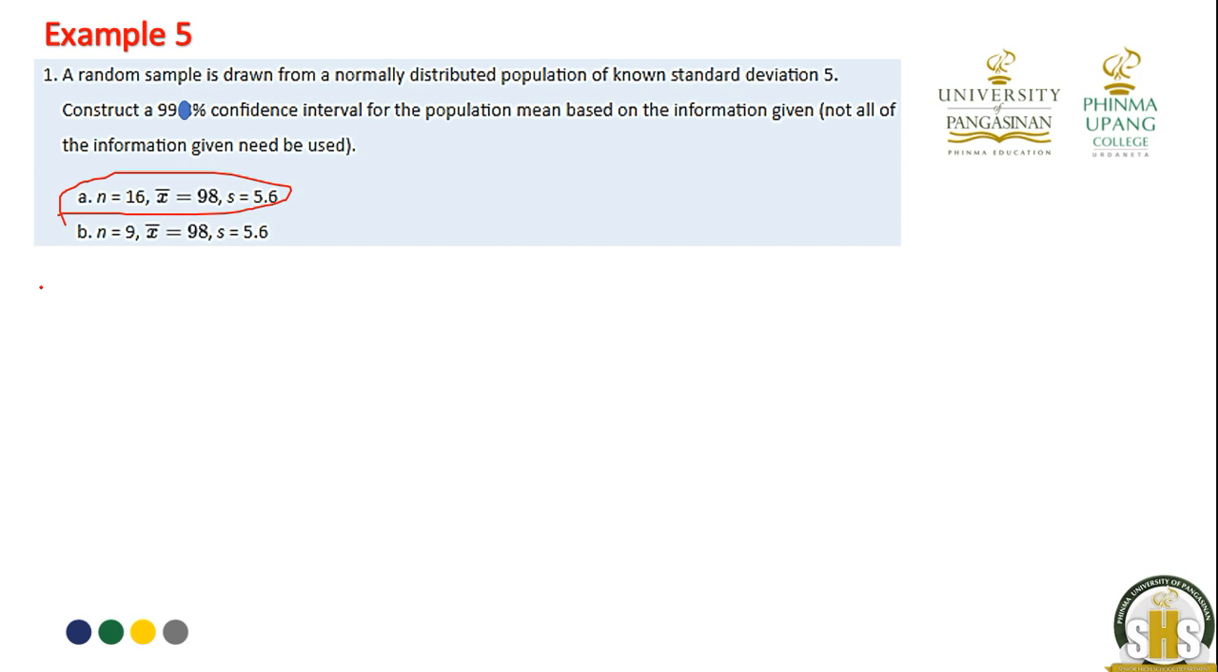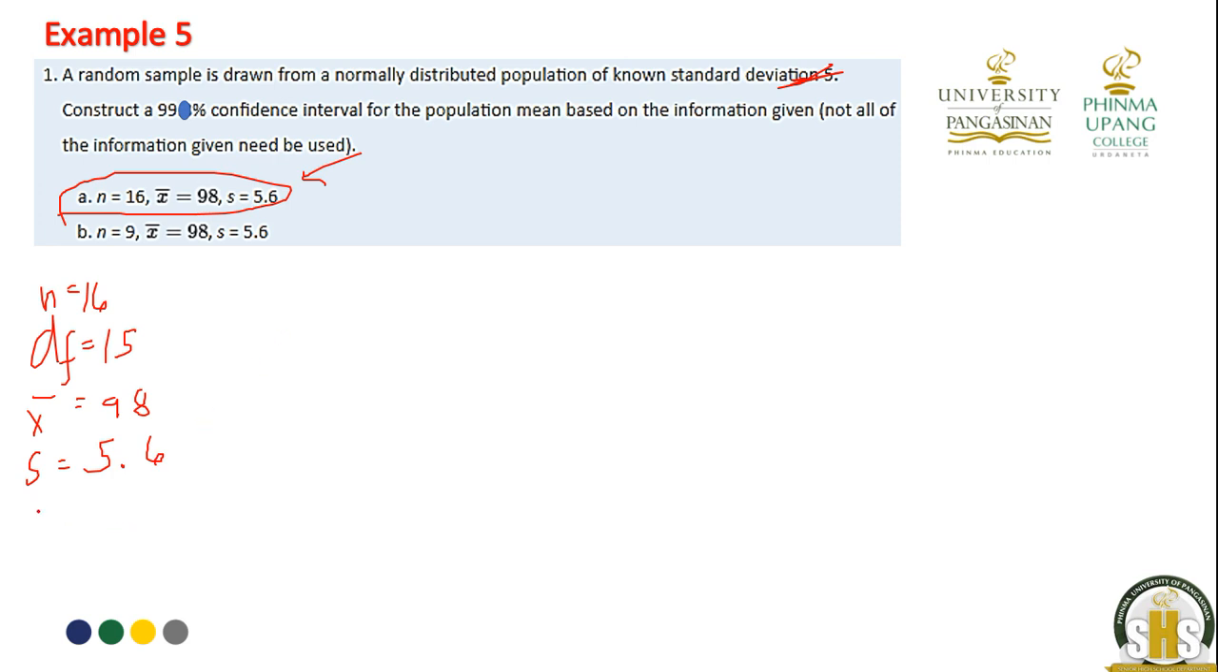So N is 16. And of course, your DF is 15. And sabi niyan dyan, X bar is 98. And what is your S? As random sample is drawn from normal distributed of known standard deviation 5. So disregard na yan. Ito na lang i-follow natin. It's 5.6. S is 5.6.